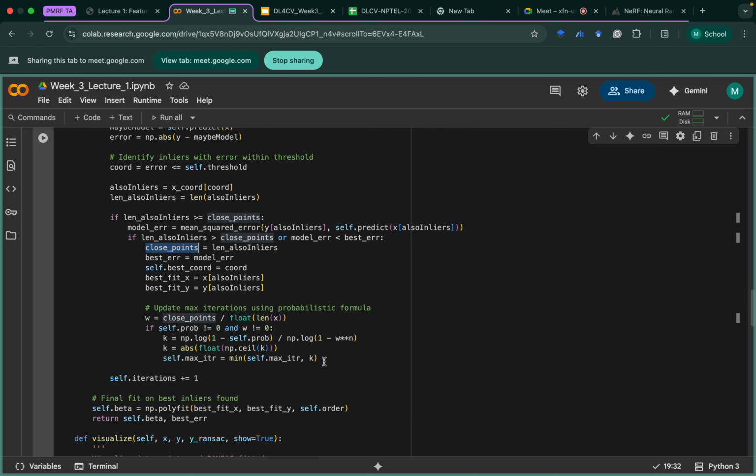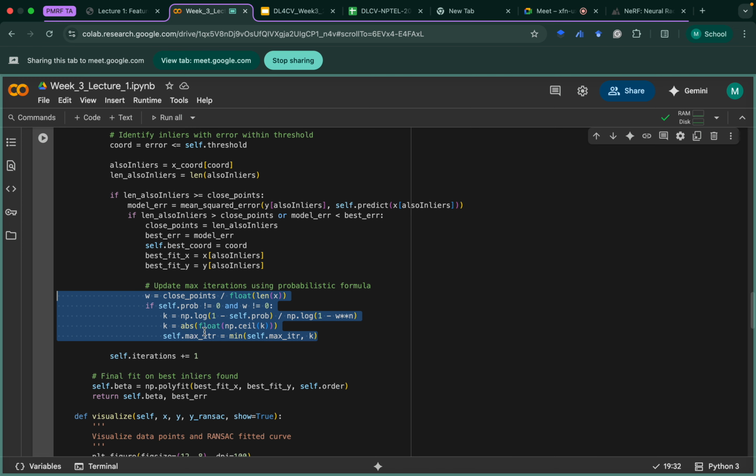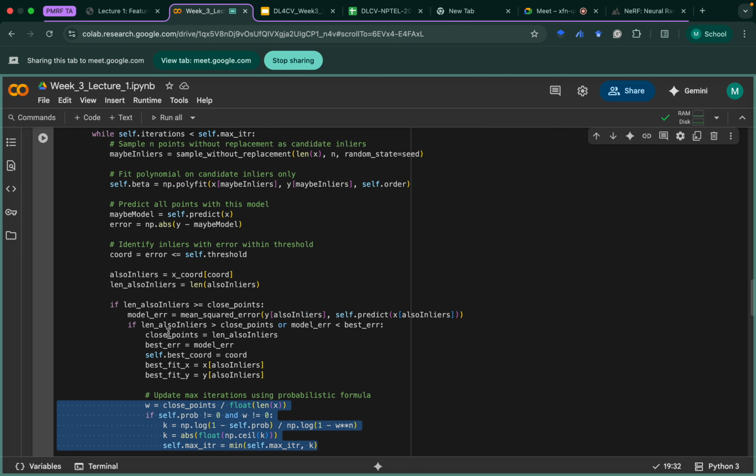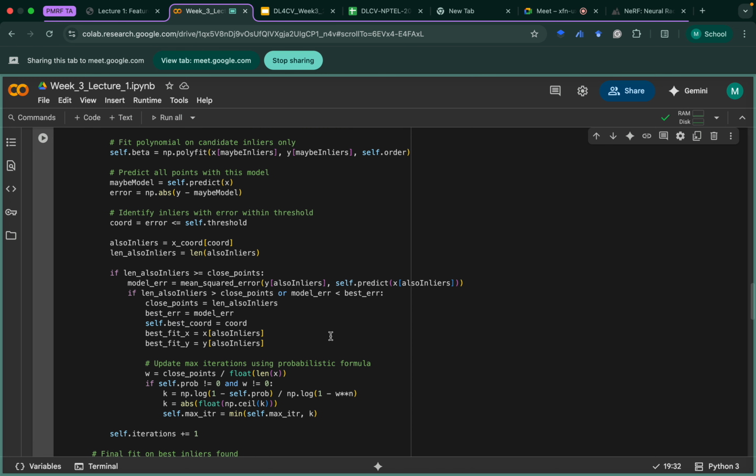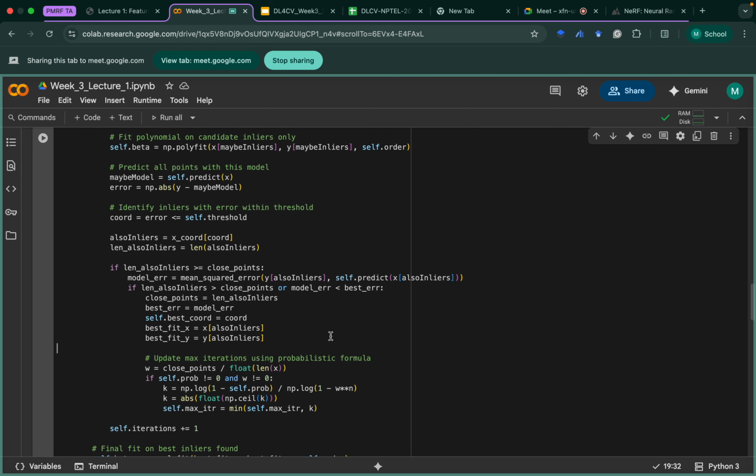Okay, this is I think some adaptive way to decide when you want to stop this algorithm. But anyway, without that as well it should work. So I keep doing this. Once these conditions are met, once you reach this best error, right? If the model error is less than, when would it fail?